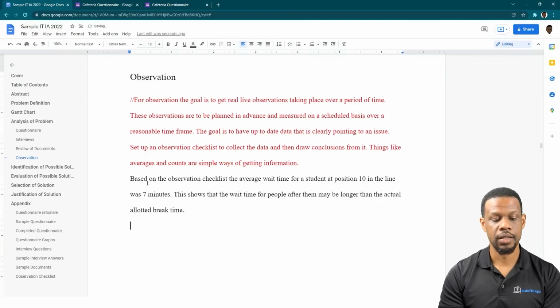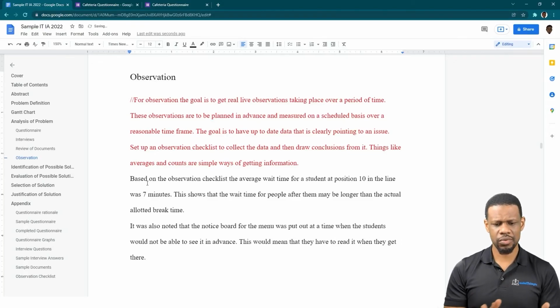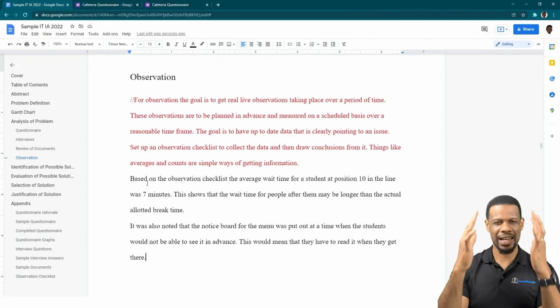And you could say it was also noted that the notice board for the menu was put out at a time when the students would not be able to see it in advance. This would mean that they have to read it when they get there. Right? You could do things like that. And of course, your observations will be your observations, so you have to be able to draw your own conclusion. But this is the kind of mindset you need to have.